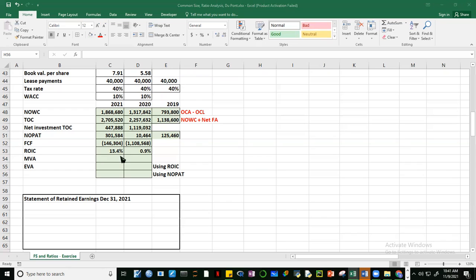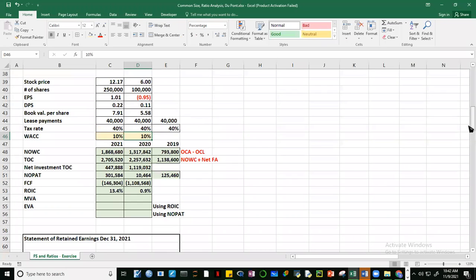Okay, so was value created or destroyed for shareholders based on the ROIC? The answer is, value was created in 2021 because the ROIC was higher than the WACC. Ito kasi yung basis natin, di ba? 10% yung basis natin. And ROIC, return on invested capital, 13.4% is higher than WACC. And then this one naman, 0.9, much, much lower than WACC. So in 2021, value was created. In 2020, value was destroyed.